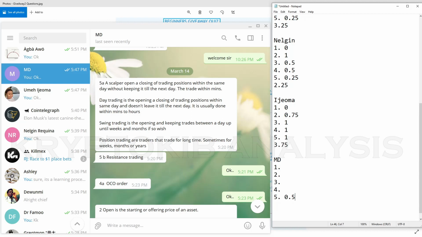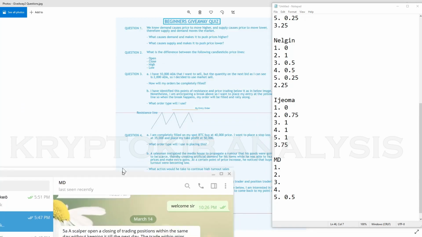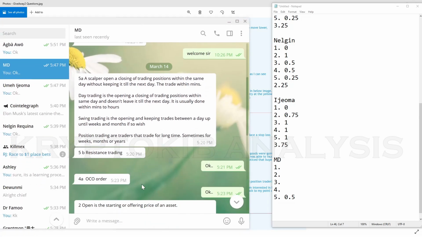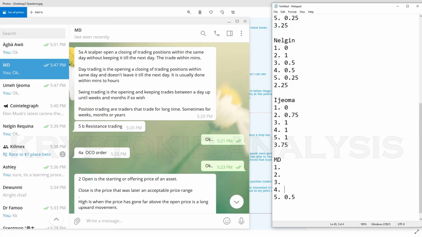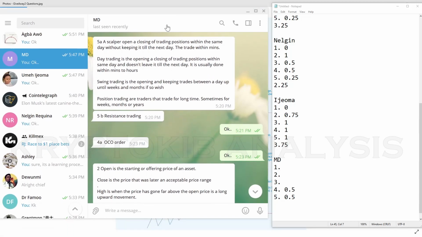Then resistance trading. The strategy I'm using is resistance and support, yes, but that is not the type of trader I am now because I am waiting for the trade. So that is not correct. It is either, as Ijoma said, conservative trading or retracement trading. So for A, what is that for again? For A, okay. OCO, that's correct. So 0.5. Then what is the second one in 4? Okay, so smart 0.25, 0.25.